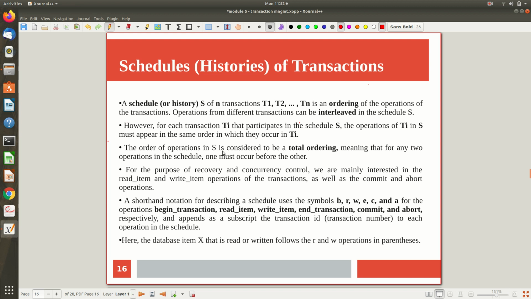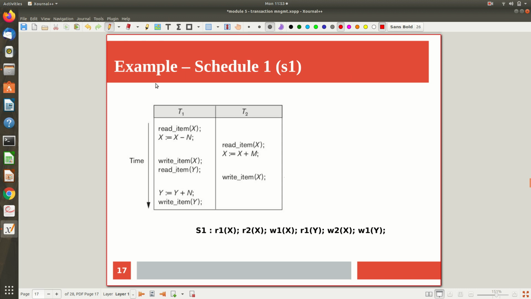You have to keep this in mind: within a transaction Ti, the operations must appear in the same order in which they occur in the transaction. The order in which operations occur within a transaction, you are not supposed to change when you are making a schedule. Here, these are all the operations in T1, and they should occur in order: after read x you modify x, then you write x, then again you read y. You are not supposed to do this read y before read x.